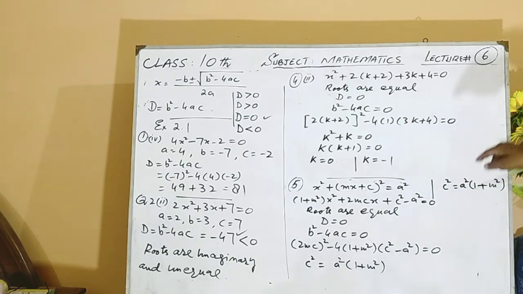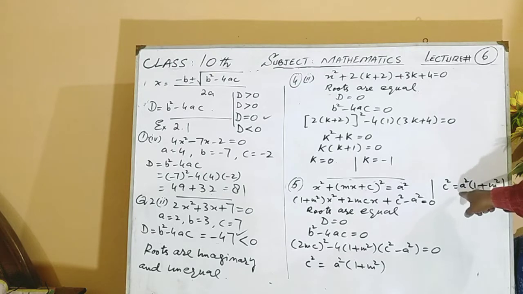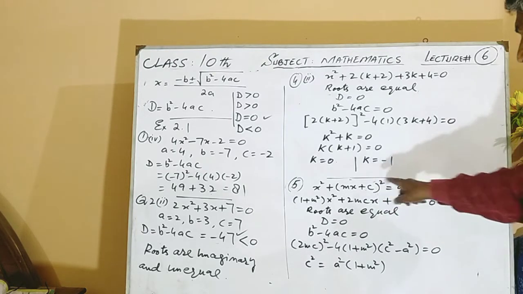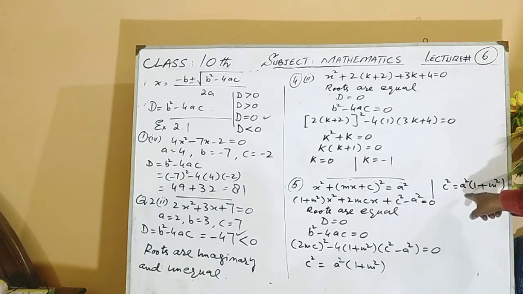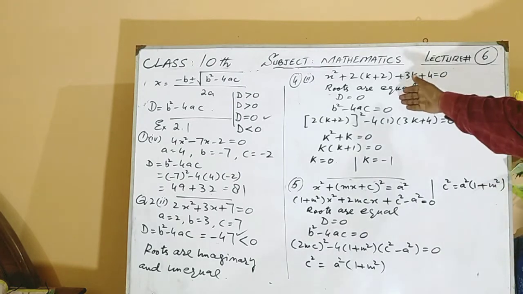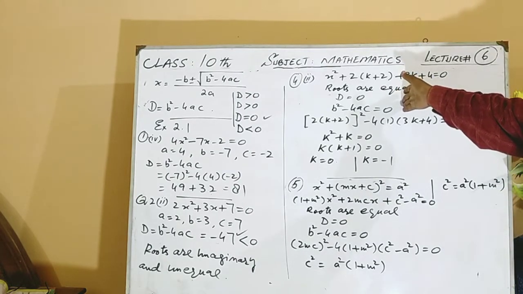Now in this question 5, you are given that roots are equal and you have to find a given condition. This is the required condition. You have this equation and you have to show that c square is equal to a square bracket 1 plus m square bracket close. So again you will use the same concept which you have used in question 4.